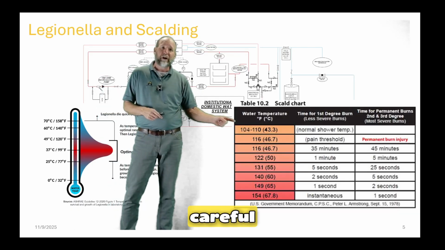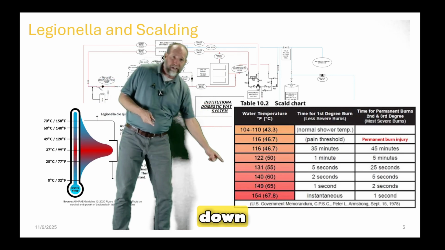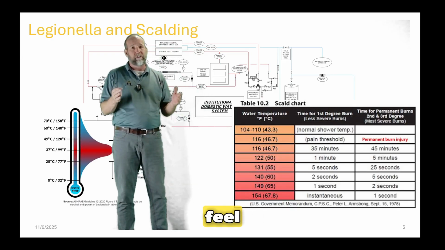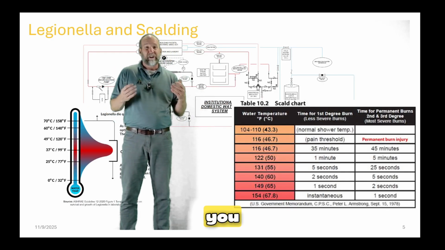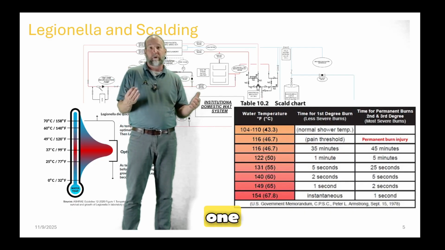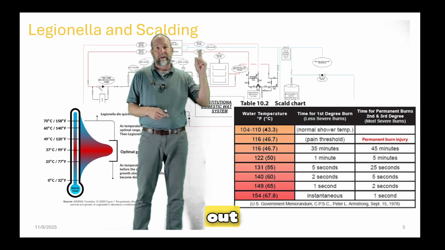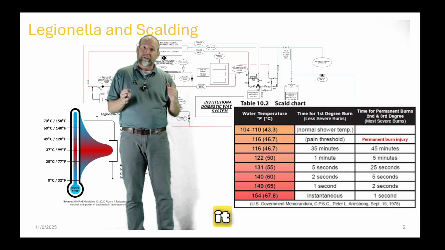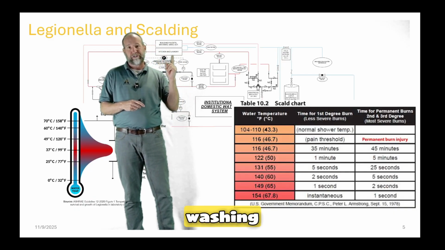Because what we want to be careful of is scalding people, right? I can tell you, if you look down here, 140 degree water only takes 2 seconds for you to feel that and feel scalded. And it only takes a few seconds to get a very severe burn at 140 degrees. So we do not want that 140 degree water going into our buildings and our fixtures. That's a bad deal, okay? We want it for killing the bacteria, but we only want it for basically washing laundry and washing dishes, okay?